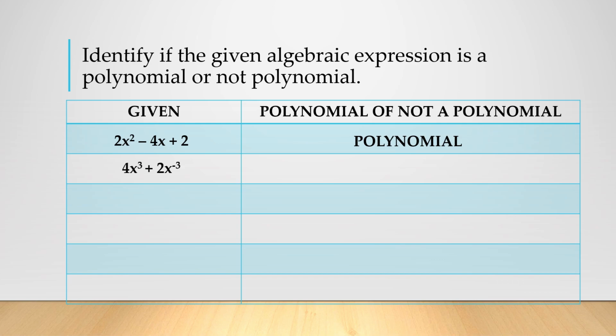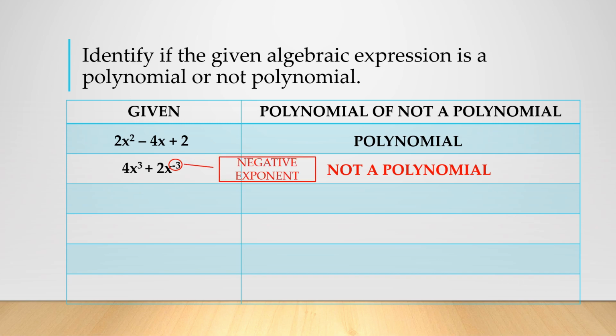Let's have another one. So 4x cubed plus 2x raised to negative 3. So obviously this is not a polynomial because of our negative exponent, which is the negative 3. So let's have 2 over 3x plus 3. So this is a polynomial. So although you have your fraction, since your denominator is not a variable, still consider as a polynomial.